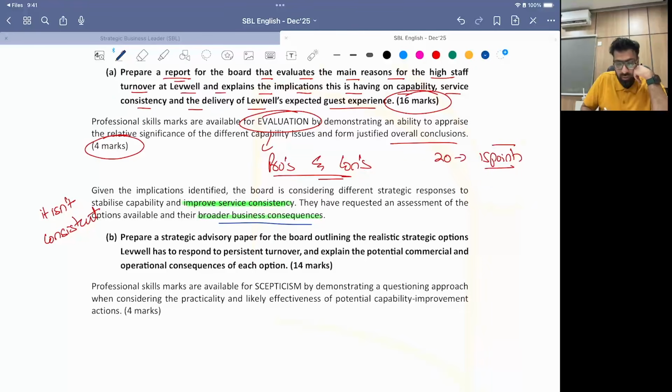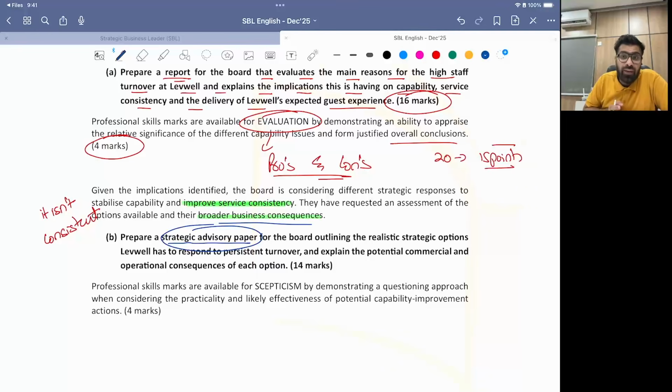They want people to comment on whether they are consistent or not, and to evaluate the broader business consequences, right? So strategic advisory. You guys must be saying that, sir, we are just students, and you have made us the strategic advisor. So this is what this paper brings us. And guys, believe me, this is a very practical paper. I don't know why people think that FR and AFM are the work they are going to do. All this work is going to be done through the software.